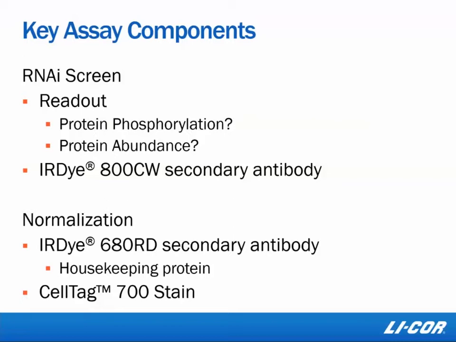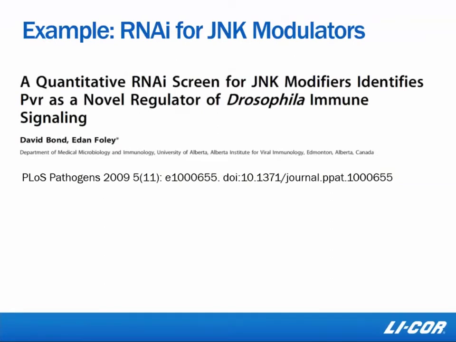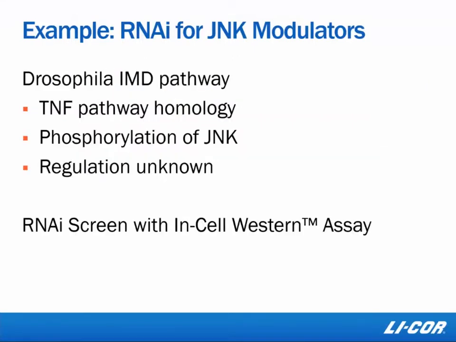Now let's see how a group used the In-Cell Western Assay for an RNAi screen. This data is published from Bond and Foley in 2009 from PLOS Pathogens. Now, this screen focused on the IMD pathway, which has high homology to the TNF pathway in mammals. And a hallmark of activation of this pathway is JNK phosphorylation. Now, this JNK phosphorylation is tightly regulated, and the mechanism by which it's regulated is unknown.